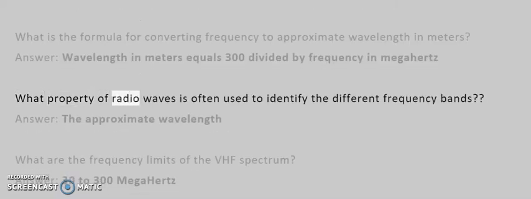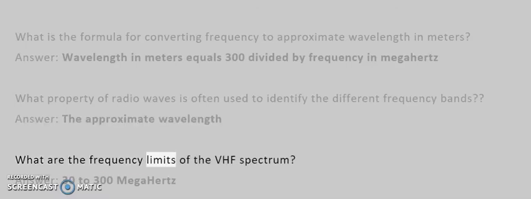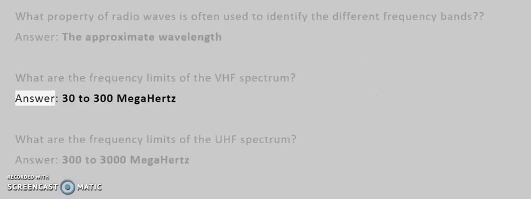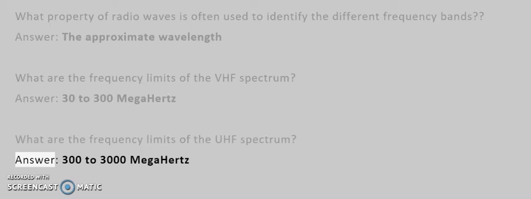What property of radio waves is often used to identify the different frequency bands? Answer: The approximate wavelength. What are the frequency limits of the VHF spectrum? Answer: 30 to 300 megahertz. What are the frequency limits of the UHF spectrum? Answer: 300 to 3000 megahertz.